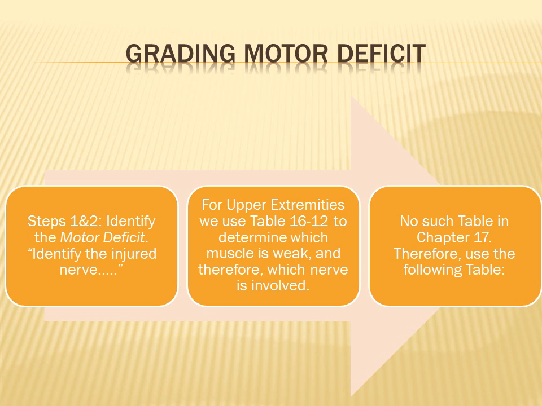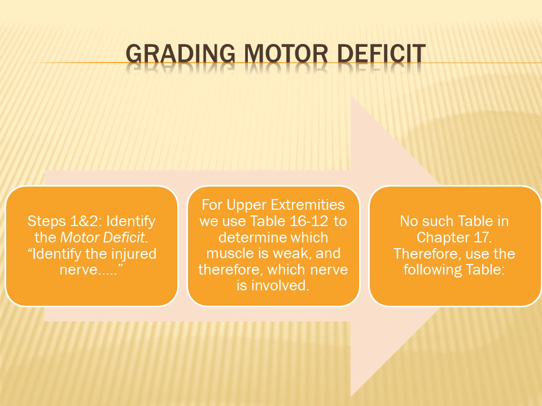Then we repeat the procedure for grading the motor deficit. Steps 1 and 2 for grading the motor deficit are the same as those for determining the sensory deficit, and that is, number 1, you have to first identify the motor deficit. What is the motor deficit? Is there a loss of hip flexion? Is there weakness in knee extension, hip abduction, etc.? Once you identify the motor deficit, you then have to identify the injured nerve that is responsible for that deficit.